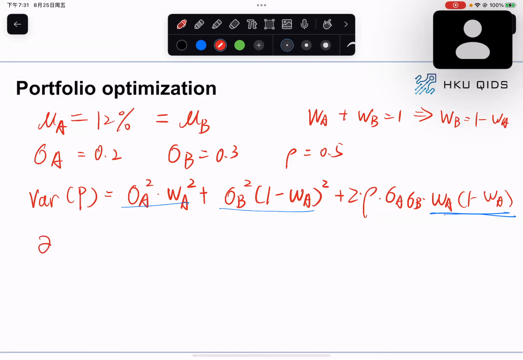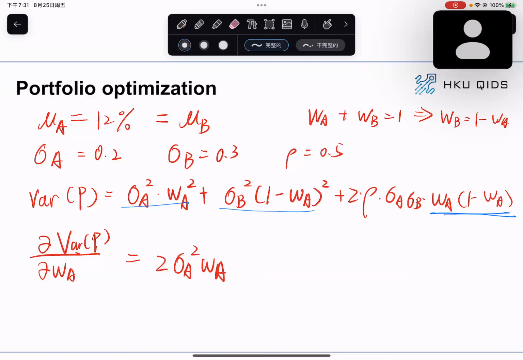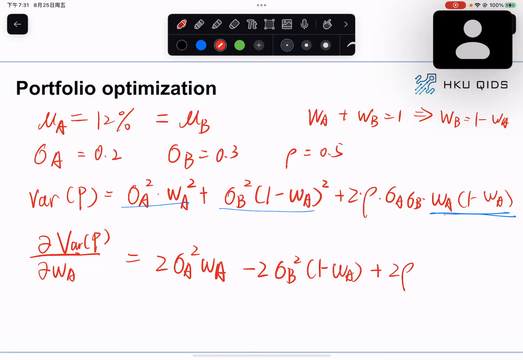So let's take the derivative of this variance of P with respect to weight A, because we are trying to find the best way to allocate our assets. It's the weight that we need to find to help us minimize the risk. By taking the derivative, we have 2 sigma A squared WA, minus 2 sigma B squared (1 minus WA), plus 2 rho sigma A sigma B, and this is (1 minus 2 WA).